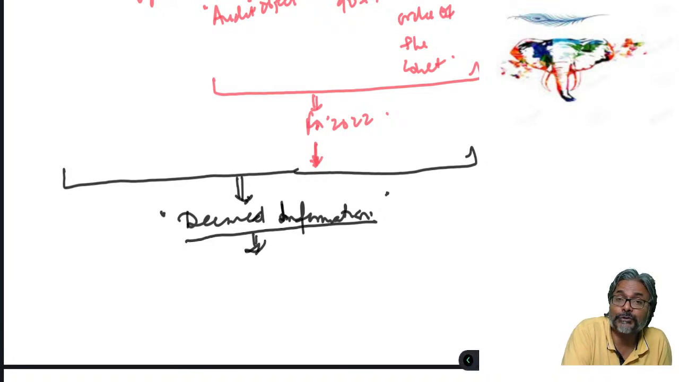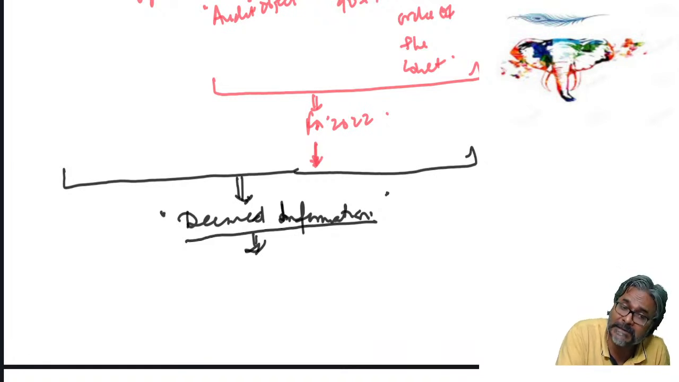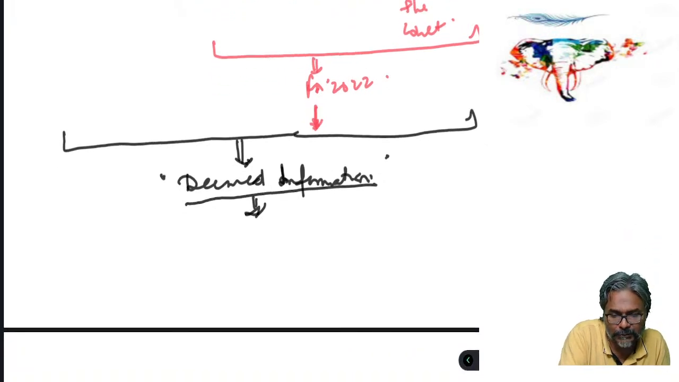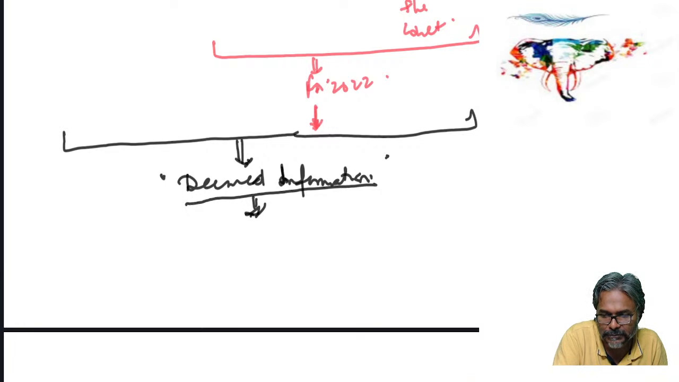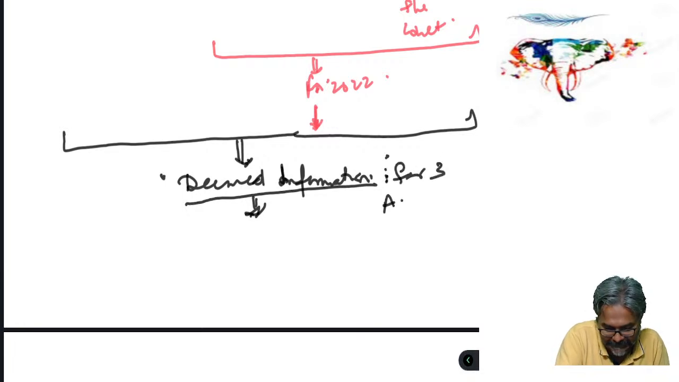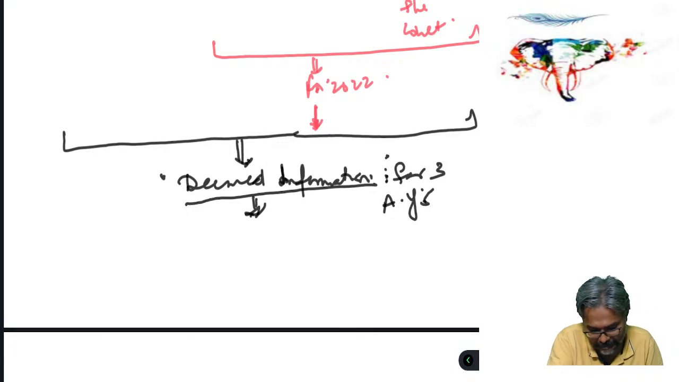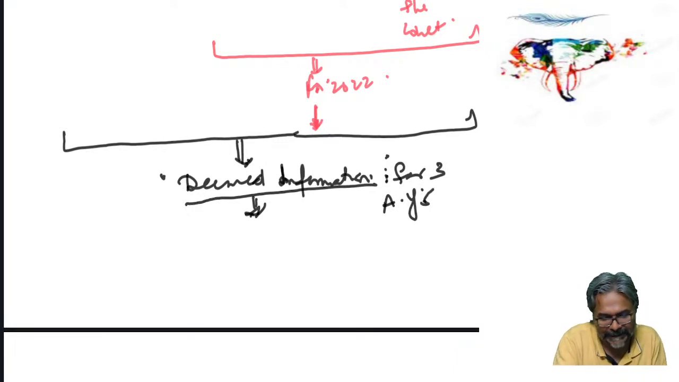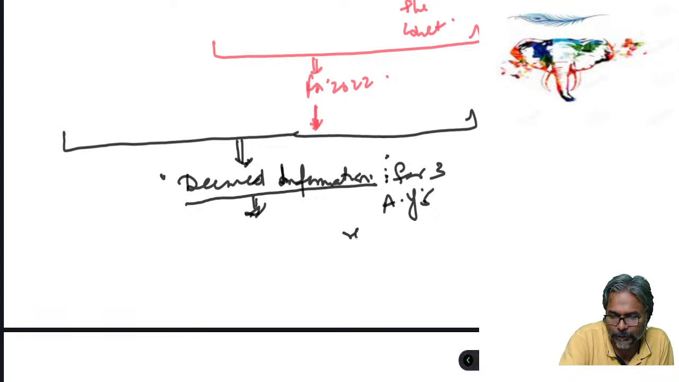So nobody will question whether Mr. AO has the information. In these cases, the AO is always deemed to have the information. Which are those cases, students? Technically speaking, in this context, this deemed information is for 3 AYs, students, relevant to what? Relevant to the previous year.